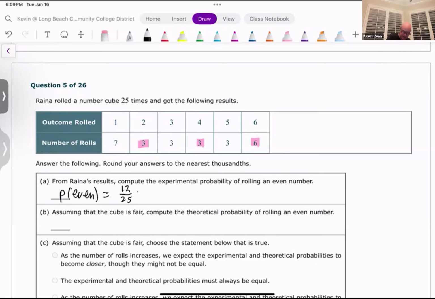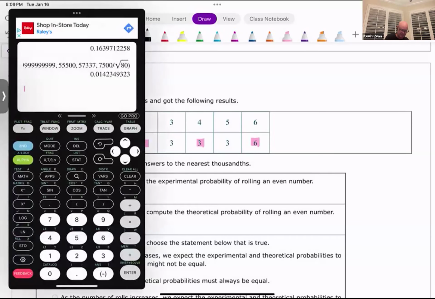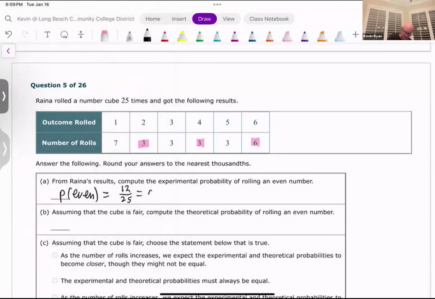So let's see what we get. 12 divided by 25. 0.48. Because it says thousands, you can put a 0 at the end of that if you want to. Assuming the cube is fair, compute the theoretical probability of rolling an even number. Well, now we're looking here. There are 1, 2, 3 even numbers out of the 6.